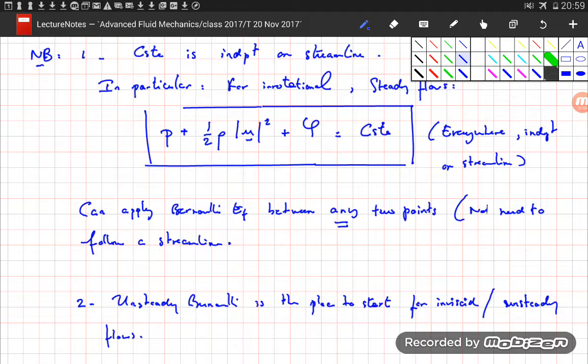And later on we will discuss gravity waves. So if you're thinking about wave dynamics in the ocean or else, then you have a large scale flow which oftentimes you can model as inviscid, and it is unsteady, and therefore again in that case the unsteady Bernoulli equation is going to be the place to start.